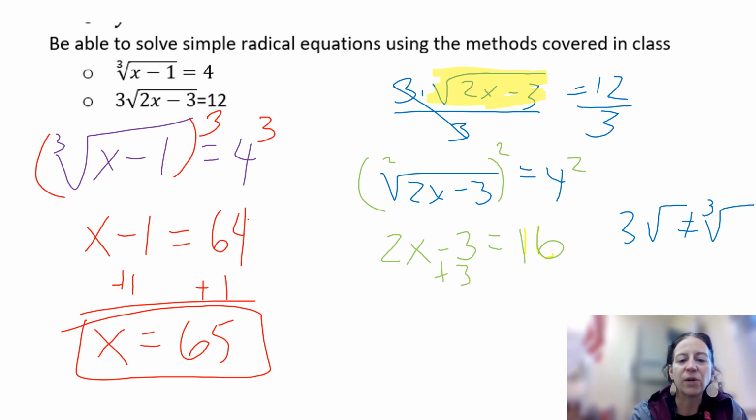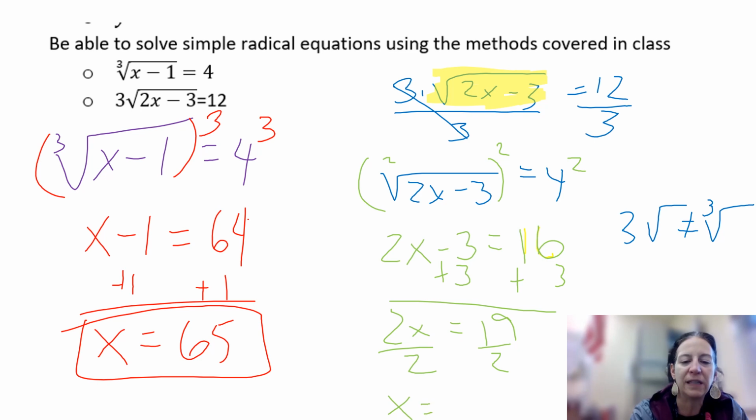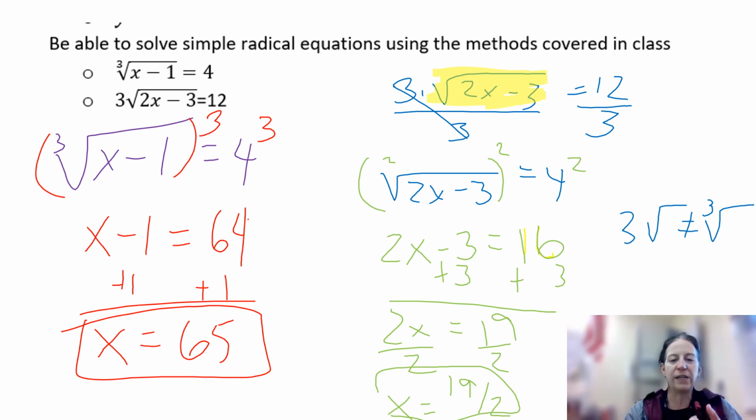So in this case, we're going to add 3. So that's going to give me 2x equals 19. And then divide both sides by 2. I would leave it as a fraction. You can grab a calculator and change it to a decimal, but one, it's more work, which might lead to errors, which we don't want to have any errors.